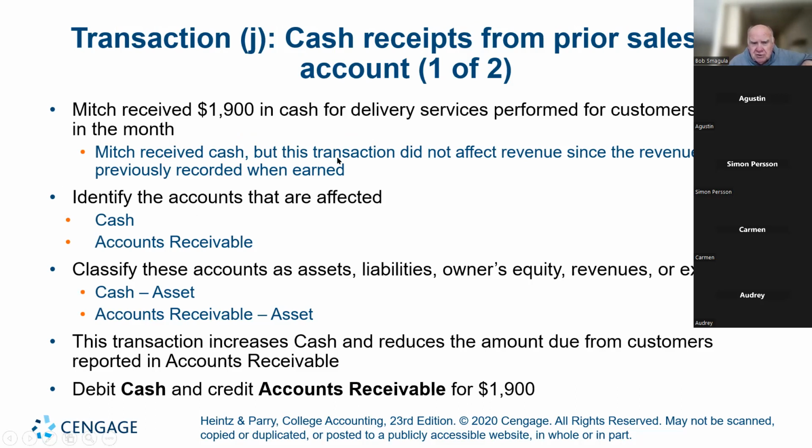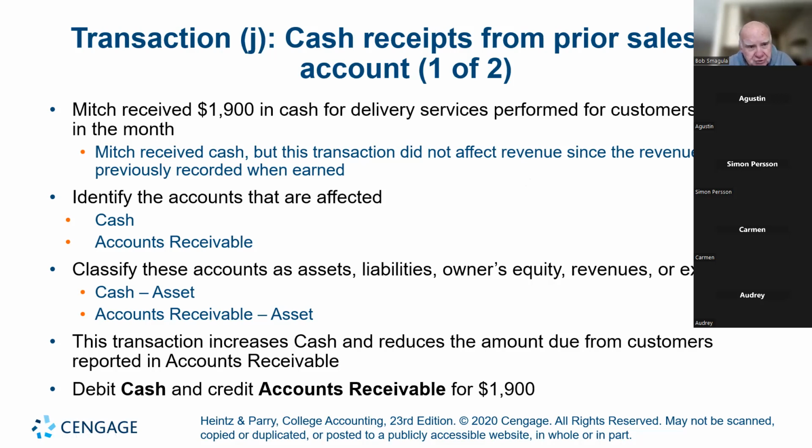Mitch received cash, but this transaction doesn't affect revenue because the revenue was already recorded when he made the delivery. Revenues and expenses are recorded at the point of the sale. It has nothing to do with whether or not cash changed hands. It's called accrual-based accounting, and that's what we're teaching here.